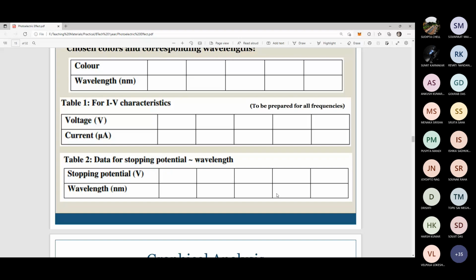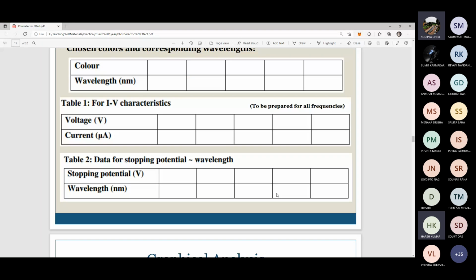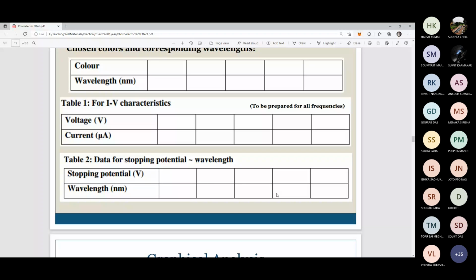Sir, one doubt. For every different wavelength, will the stopping potential come the same, because it depends on the material, not on the wavelength? There are two things.